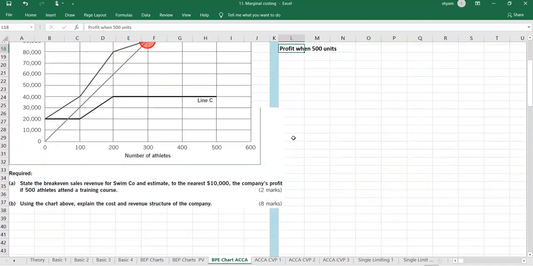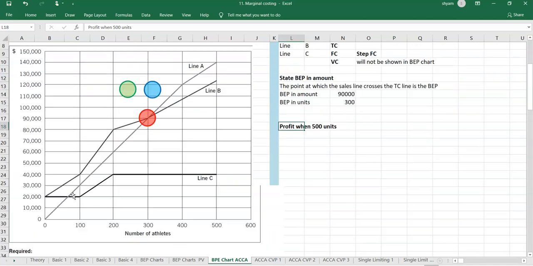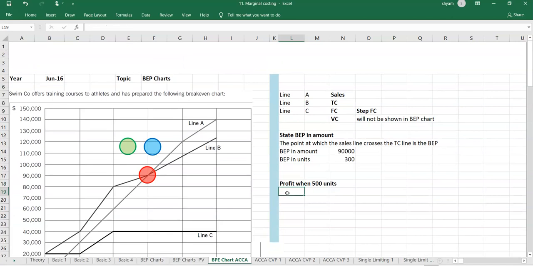So the next one is the company's profit if 500 athletes attend a training course. Okay, what would be the profit if 500 athletes attend the training course? Okay, so we can again take like this.